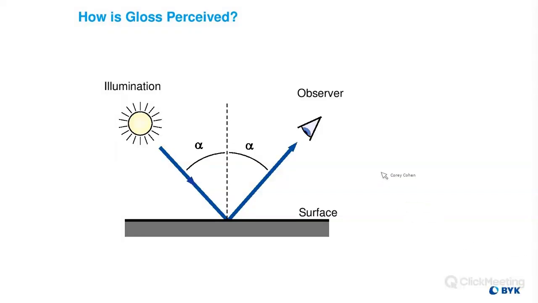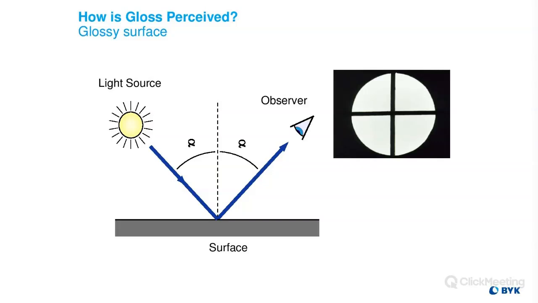So how is gloss perceived? Again, we have a very similar setup. We have a light source sending light at the surface from a specified angle. And then we have the observer positioned at the opposite angle off the normal. So this angle and this angle are the same. This is the specular angle. This is where an observer would be positioned if they wanted to view the gloss reflection or the light source reflection.